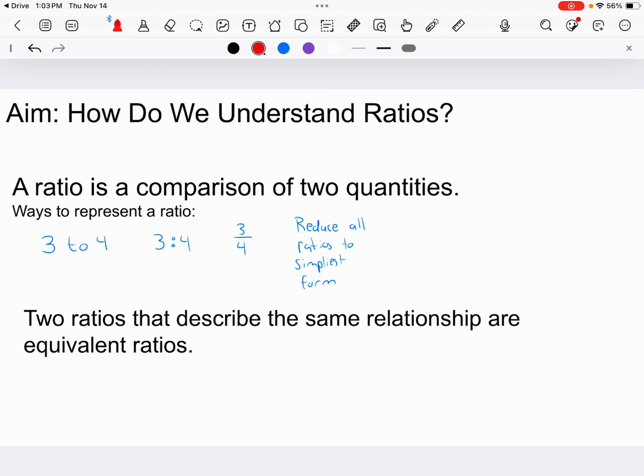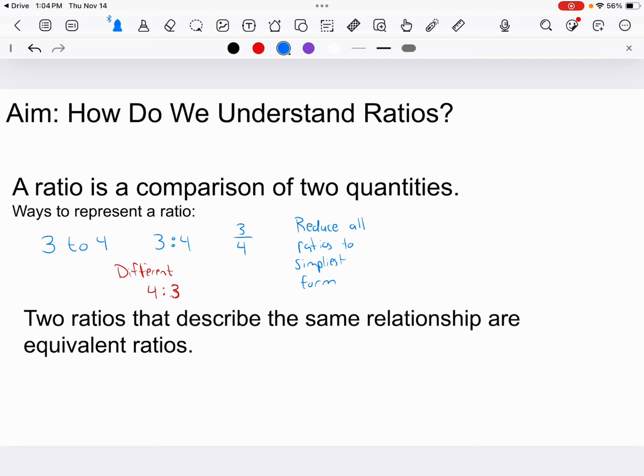The order in which a ratio is written does make a difference. So this ratio, even using the same numbers, is different if the 4 came first and then there was 4 colon 3. So even though we're using the same numbers, those two ratios are different from each other.